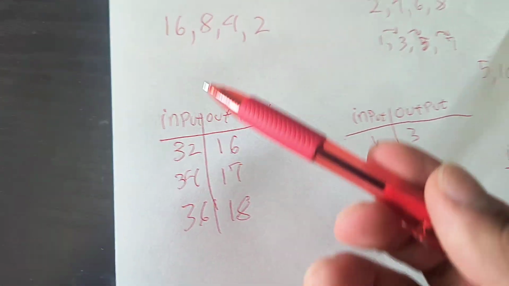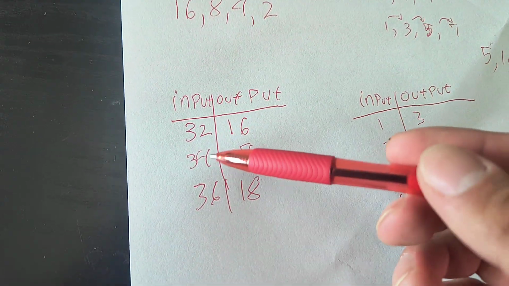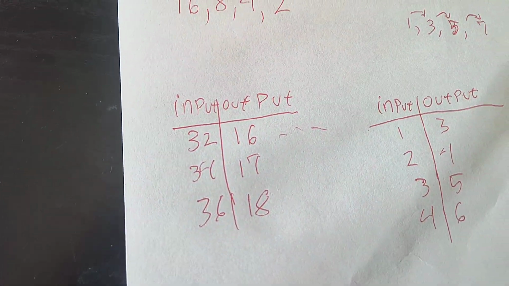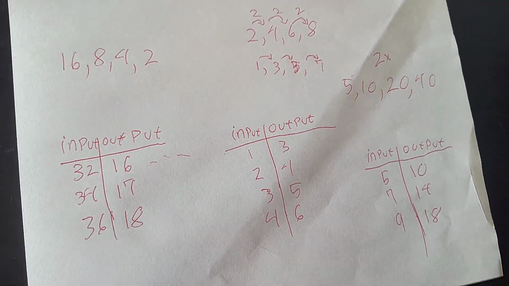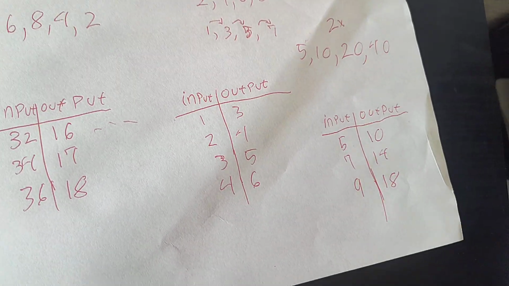So we use the rule on the input so we can get an output. That's how we use input and output tables on rules for patterns. Yeah, so try it at home and say in school.